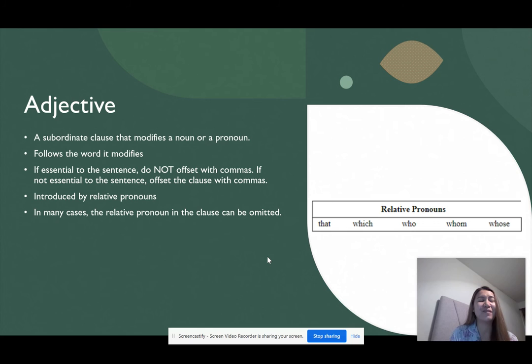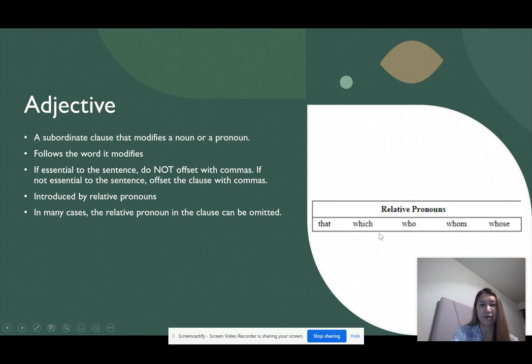Anyway, adjective: a subordinate clause that modifies a noun or a pronoun. If an adverb modifies a verb, an adjective modifies a noun or a pronoun. When you say modify, it tells something about our noun or pronoun. It follows the word it modifies, and if it is essential to the sentence, do not offset it with commas. If not essential to the sentence, offset it with commas. It is introduced by relative pronouns.